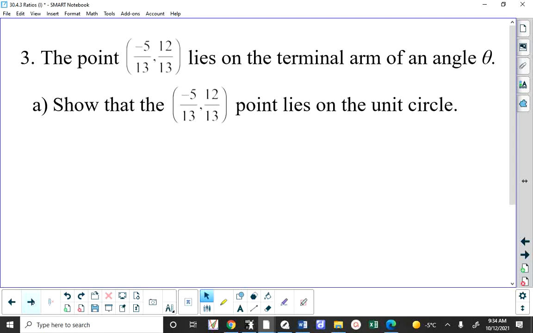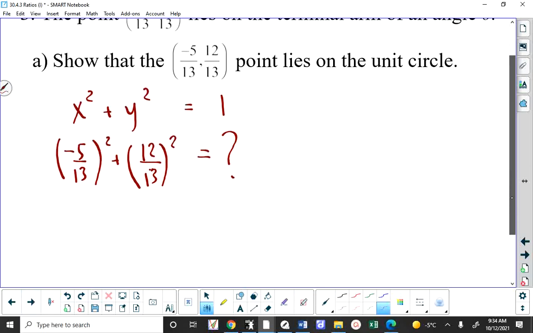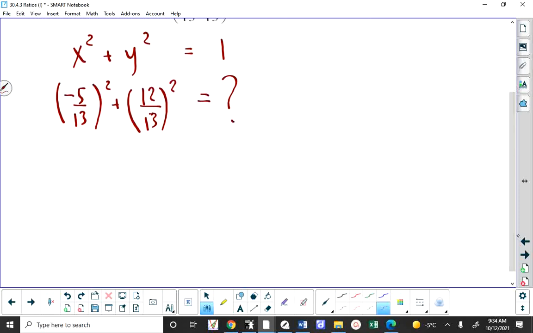Well, if it's on the unit circle, then x squared plus y squared can give you only one answer, 1. So if we take x, which is negative 5/13, and square it, and add y, which is 12/13, and square it, what do we get? Do we get 1? Because if we do, it's on the unit circle. And I know that you want to go to your calculator, okay? But let's try to warm up that part of our brain that in the next unit with trigonometric rational expressions, your calculator doesn't help you at all.